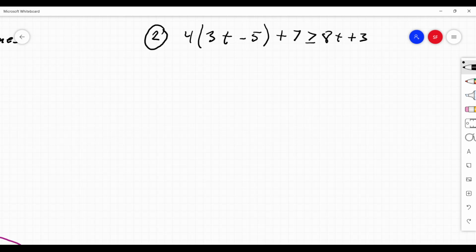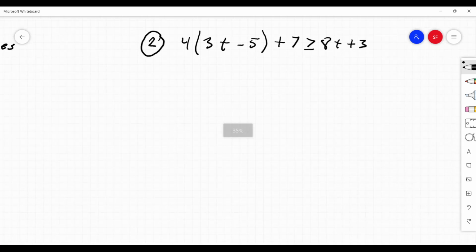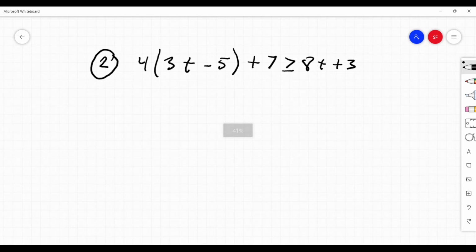Okay. So 4 times the quantity, 3t minus 5, close parentheses, plus 7 is greater than or equal to 8t plus 3. So we're going to solve for t. So what should we do? Distribute the 4. Sounds like a good idea. So 4 times 3t is what? 12t. What's 4 times negative 5? Negative 20.